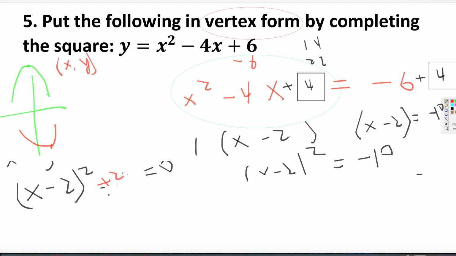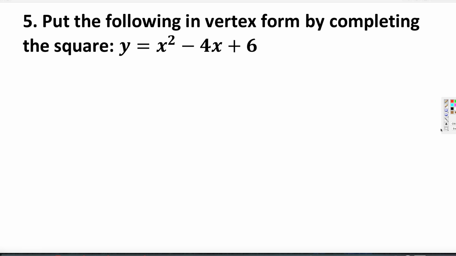So the coordinate of the vertex, the x-coordinate is going to be the opposite of this number, a 2, because it's in parentheses. And then the y-coordinate is going to be whatever this number is, which is 2. So in this case, it came out to the same number, but if we did a different example, let's do one other quick example of completing the square for vertex form. Let me just give it to you.